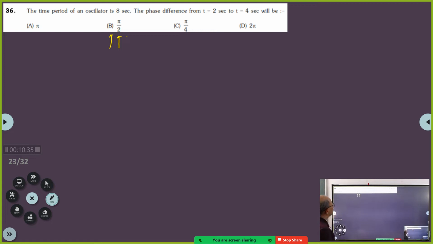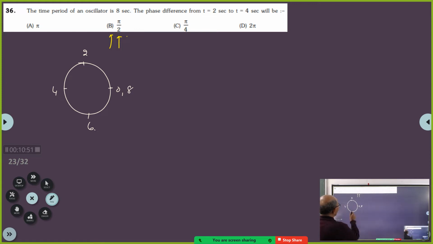Okay. So here you see, this is the best thing, I would like to start with this. So this is 0 and also 8, so this should be 2, 4, 6. Right? So at 2 seconds, the phasor will be here. And at 4 seconds, the phasor is going to be here. So the phase difference has to be 90 degrees. That's it. Clear?